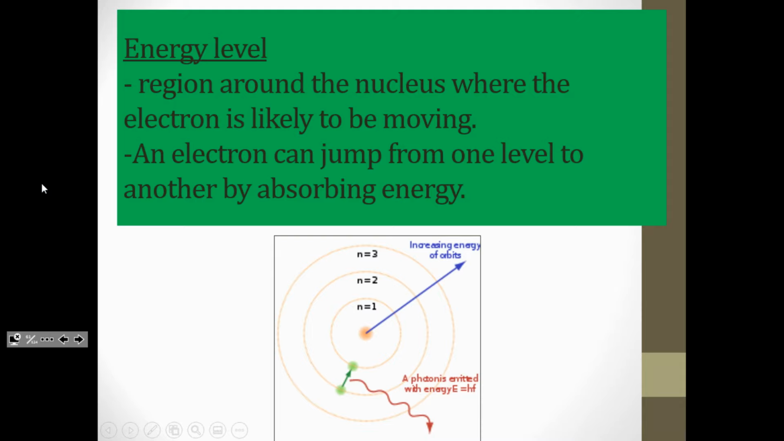An electron can jump from one energy level to another by absorbing energy. And what we're going to learn at the end of this unit is that when energy is released from an atom, we call those photons. And what we're going to find is that photons can behave like particles, and they can also behave like energy, which is interesting. It's called the duality constant.